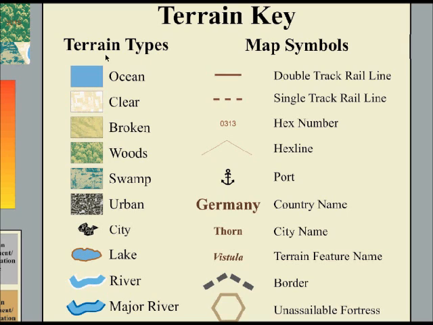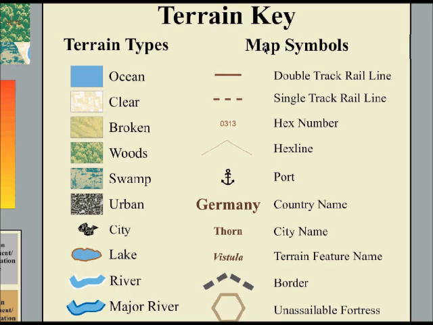This shows two things, the terrain types and the map symbols. The terrain types are represented by different patterns that you see on the playing area. For example, this is clear, which is like farmers' fields, broken, which is like light rolling hills, woods, which are rather dense forests, and down here you see lakes and rivers.